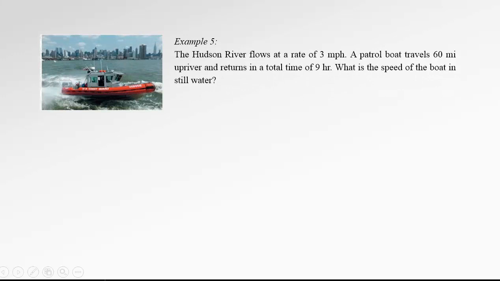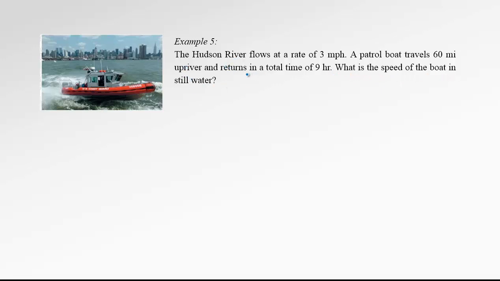Now let's go over some word problems. The Hudson River flows at a rate of 3 miles per hour. A patrol boat travels 60 miles upriver and returns in a total time of 9 hours. What is the speed of the boat in still water?